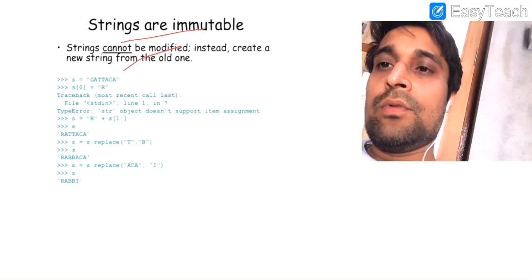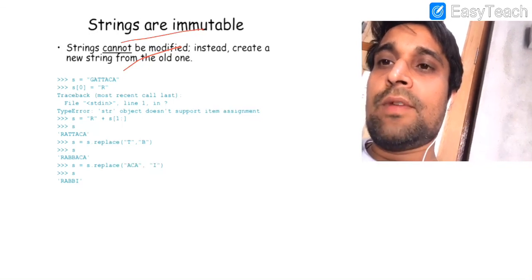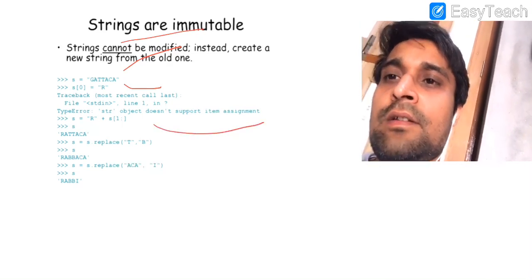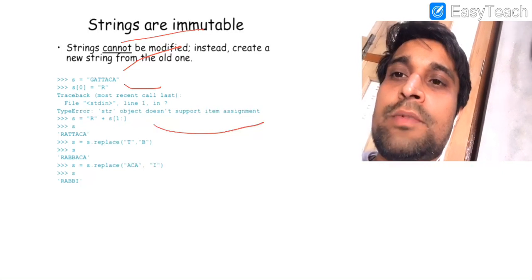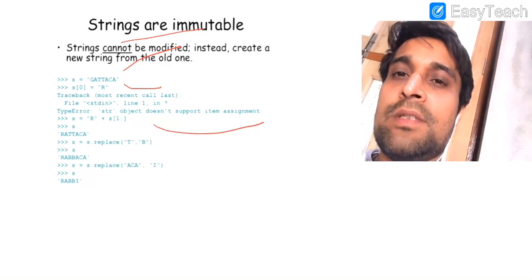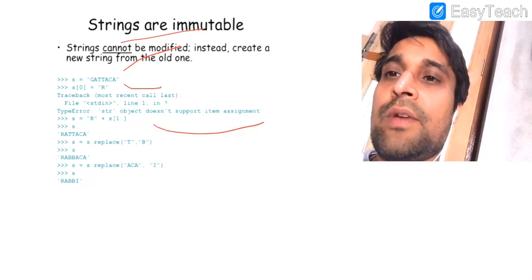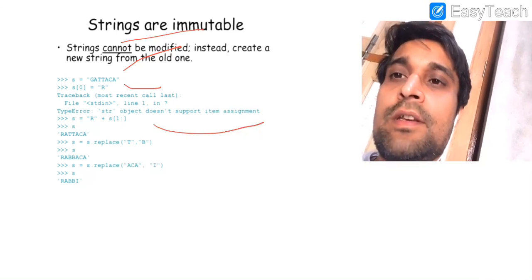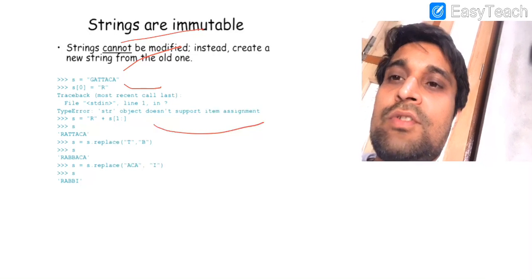We are using s square bracket 0. It means we want to modify the value at index 0 from G to R, but when we write this statement, we get the error that the str object does not support item assignment. It means individual elements cannot be modified when we are using a string, but we can create a new string from the already existing string.